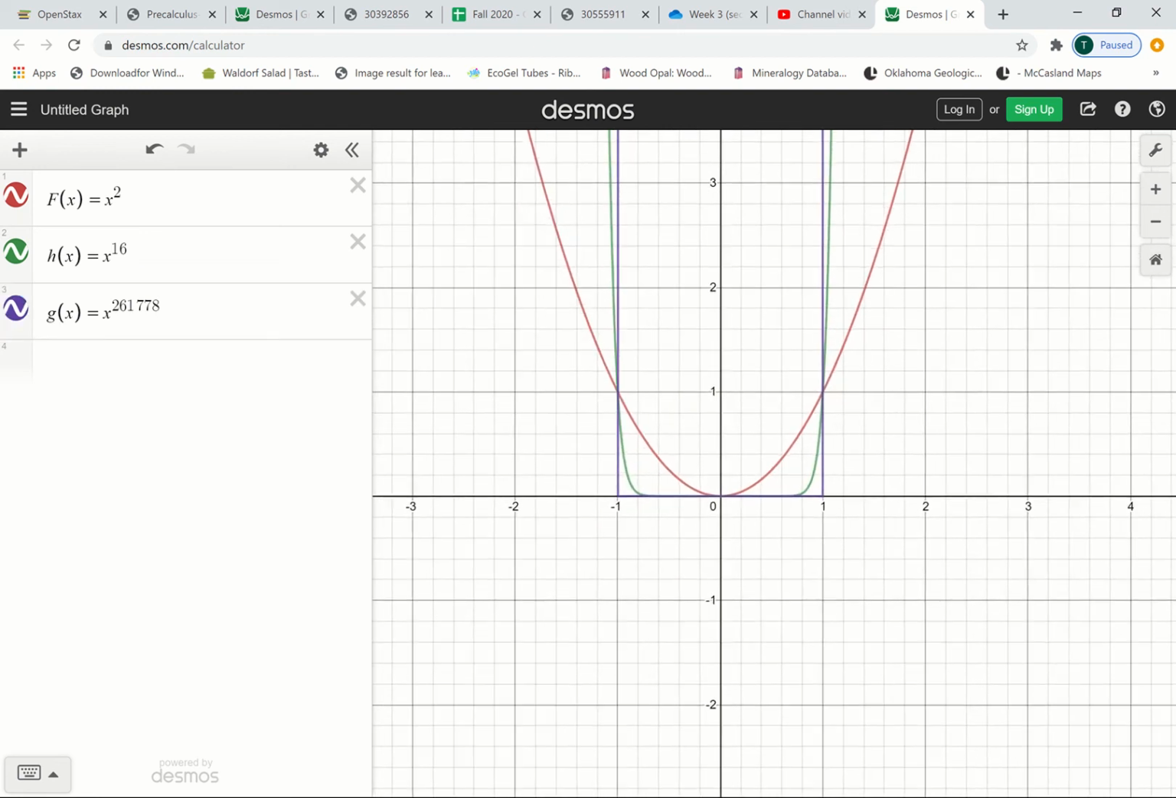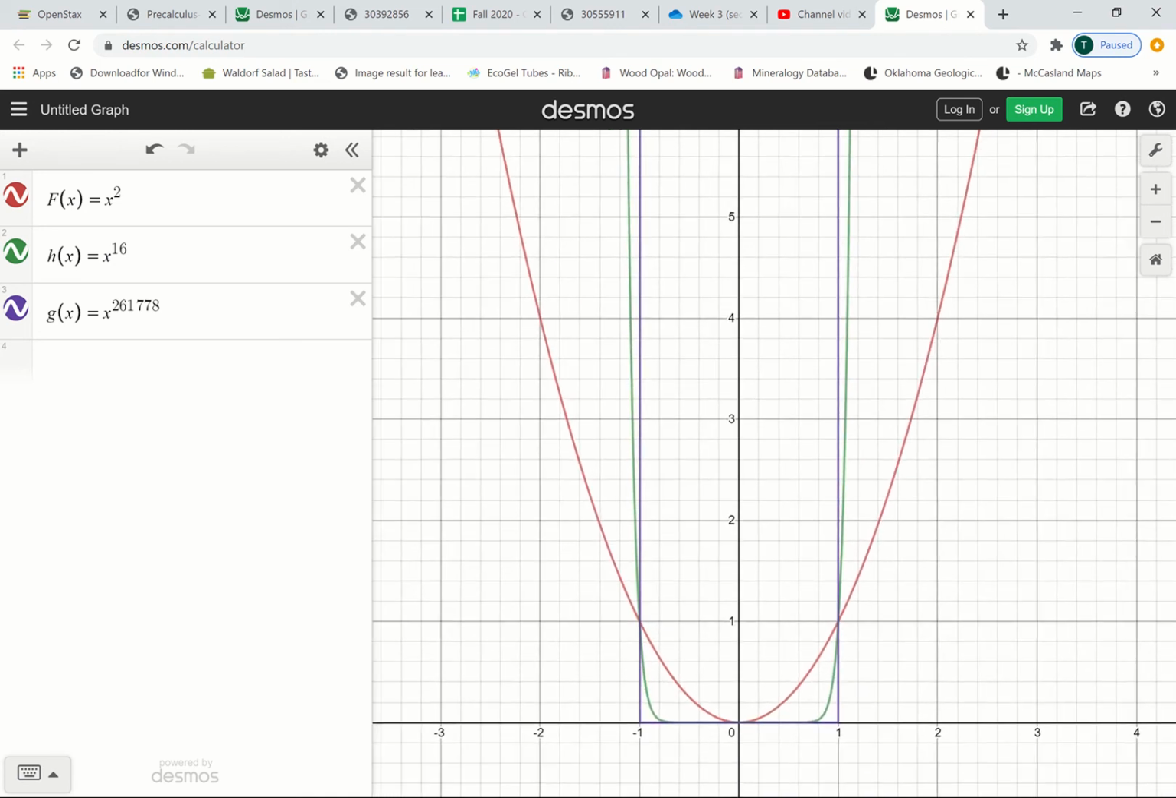Okay, so one thing we are going to notice is first notice that it has no coefficient. So everything in front of the x is a 1. So we're going to notice that when we have a positive even function, such as x squared, x to the 16th, x to the 261,778, this is what it will look like. So notice that the end behavior is the same. As we have our x going off in the positive direction, our y is going to go off in the positive direction. And if we have our x going off in the negative direction, our y, once again, is going to go off in the positive direction.